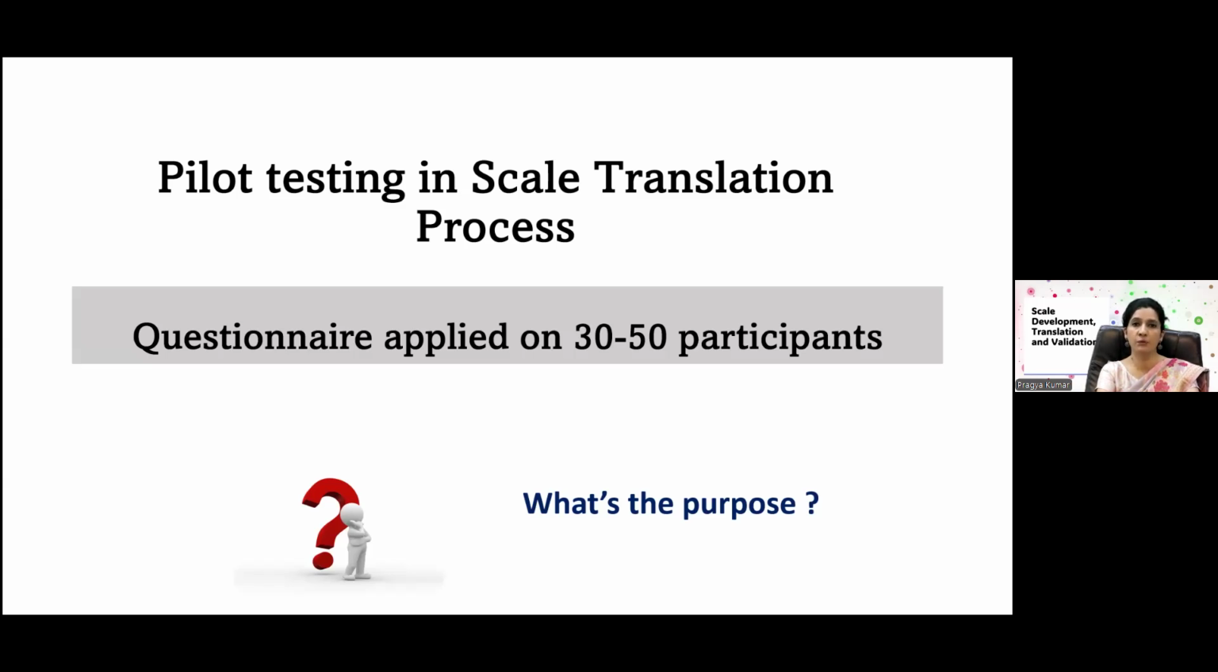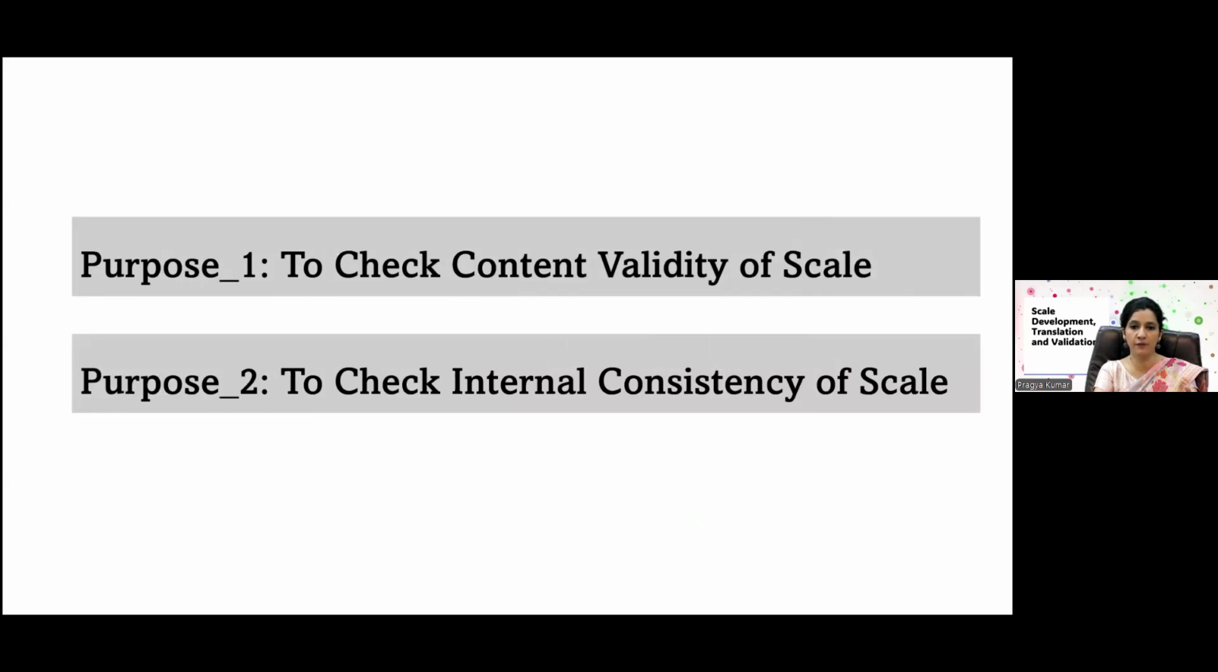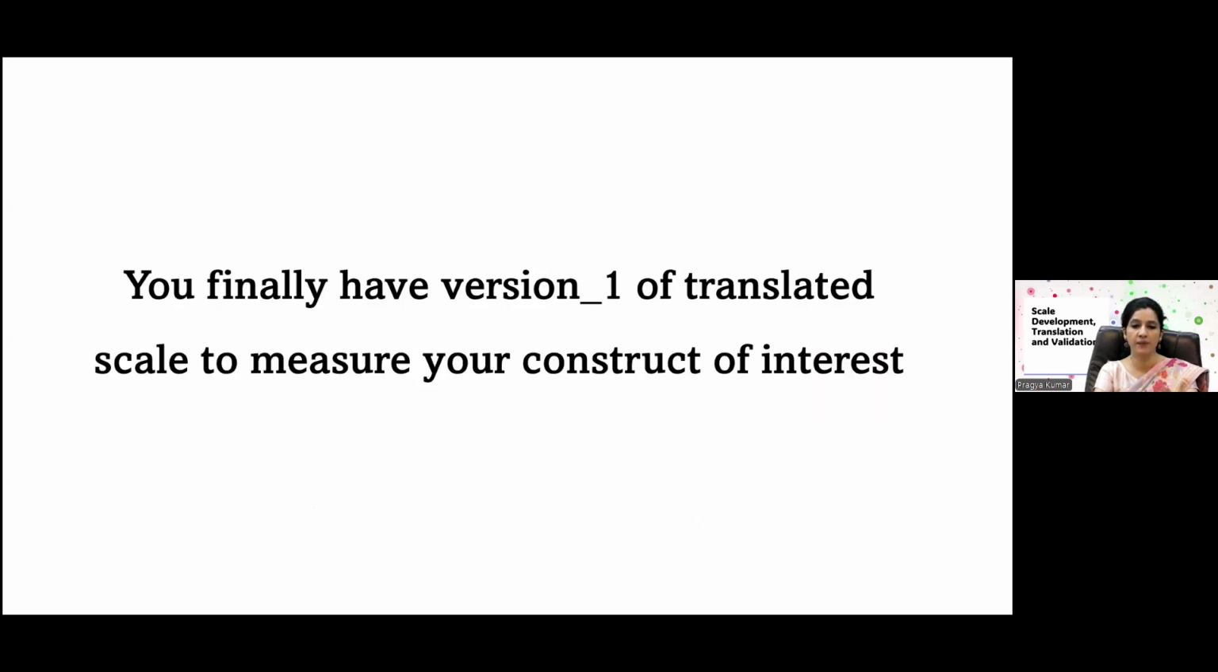Pilot testing is done in 30 to 50 participants, and the purpose is that you check the validity and the reliability. For the scale which you have translated, what is the reliability of that particular scale? You check the content validity of the scale, and you check the internal consistency of the scale, which is through the Cronbach alpha. These two processes you should undergo after the translation activity. And finally, you have got version 1 of the translated scale to measure the construct of your interest.